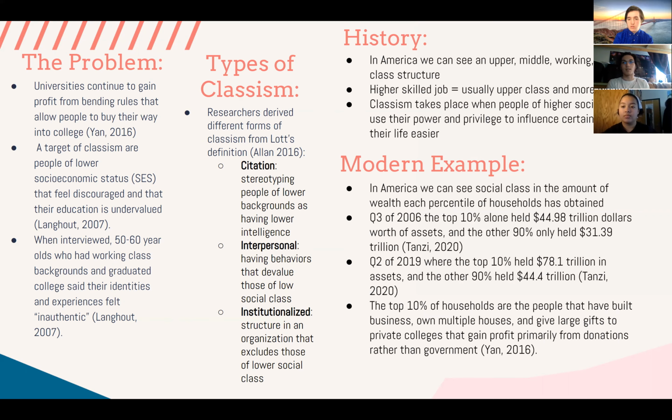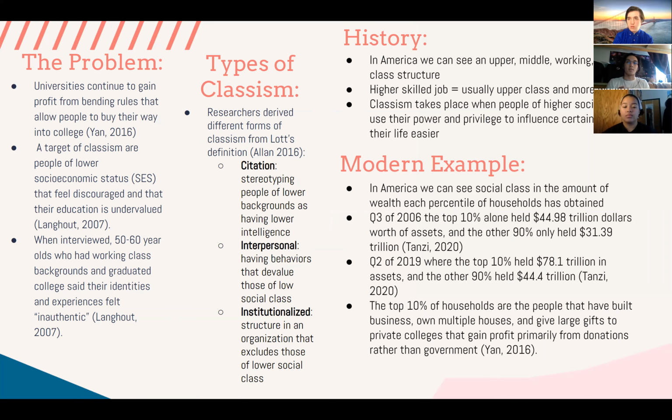And then a modern example: in America, we can see social class is the amount of wealth that a certain percentile of households have obtained. So in Q3 of 2006, the top 10% of households, being people that have built businesses, own homes, and give large gifts to private colleges, had obtained $44.98 trillion worth of assets. And the other 90%, being the middle, working, and lower class, had 31.39 trillion.